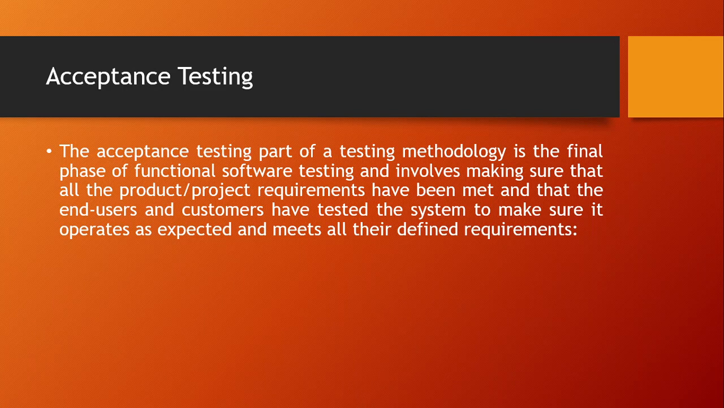Acceptance testing. The acceptance testing is part of a testing methodology. This is the final phase of functional software testing, and it involves making sure that all the product or project requirements have been met and that the end users and customers have tested the system to make sure it operates as expected and meets all the defined requirements. So the acceptance testing is just you accepting that the whole system is tested and it can now be released or deployed. Or you can say that it meets all the defined requirements.